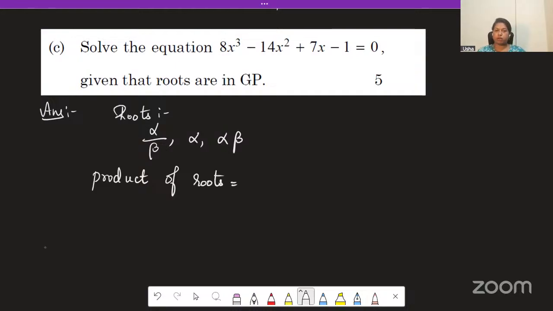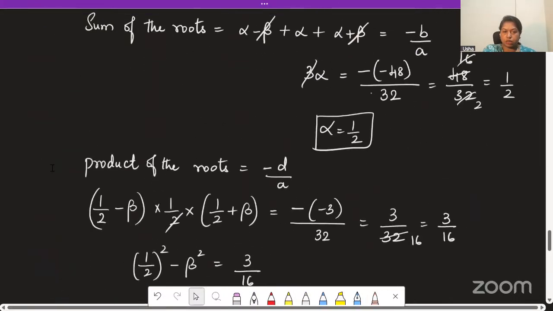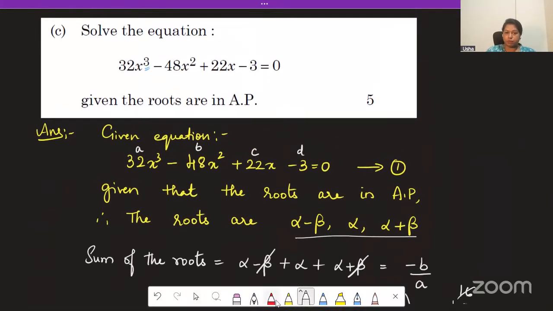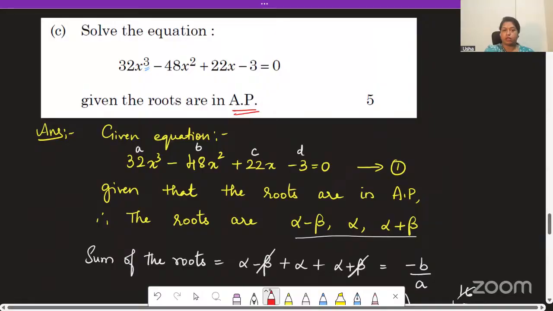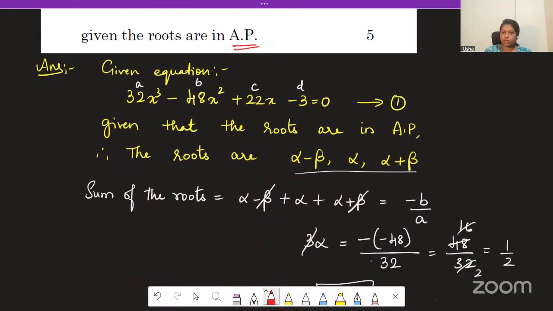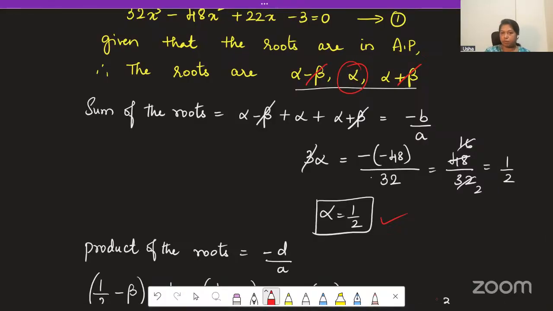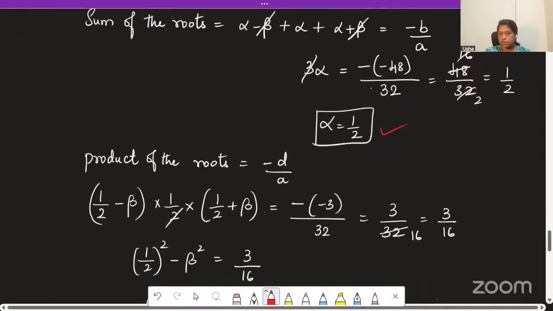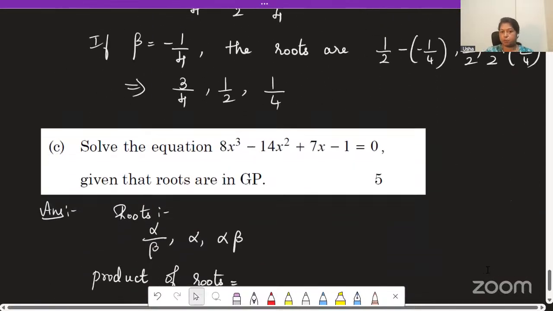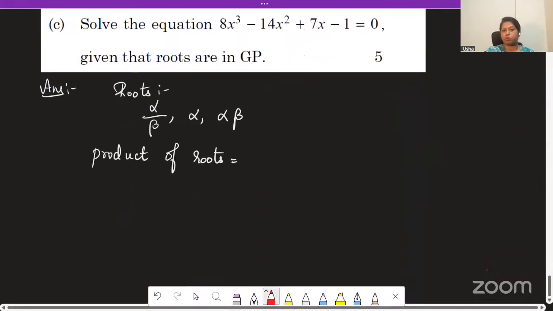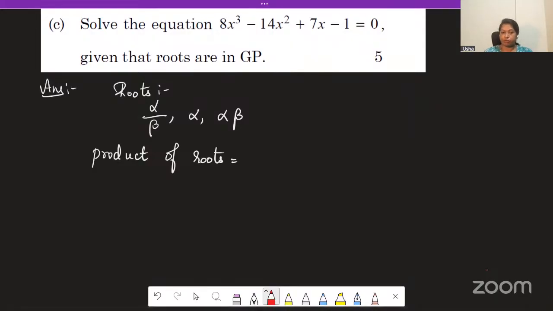So understand, whenever you have roots are in AP, we are taking the roots like this so that beta gets cancelled. Immediately we will get value of one of the root. That is the purpose of taking roots are in AP, and we are going to take it this way because we want one of the roots to get immediately. Similarly, when roots are in GP, we will directly take product because when we take product, this beta and beta gets cancelled. We will immediately get the value of alpha.